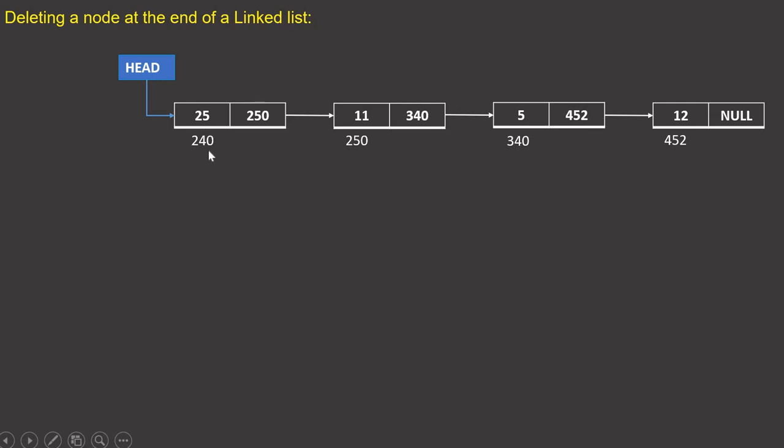Head is the pointer which is saving the base address. Let's say here the base address is 240, and if I want to delete the last node, which is this, how I can delete this node, there is a specification here. You can see there are two things, right? The first thing is every node has 8 bytes, out of which 4 bytes are for data and 4 bytes are for the link.